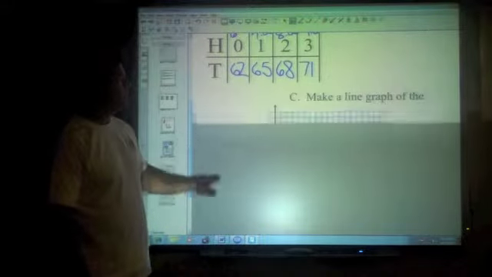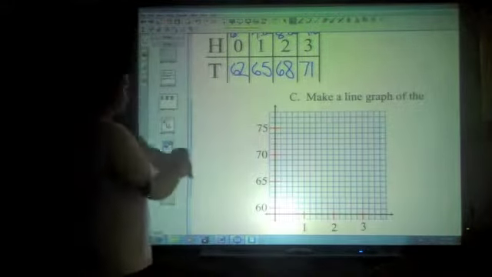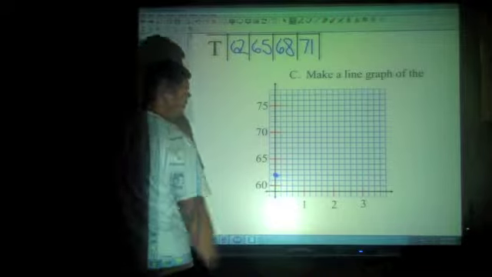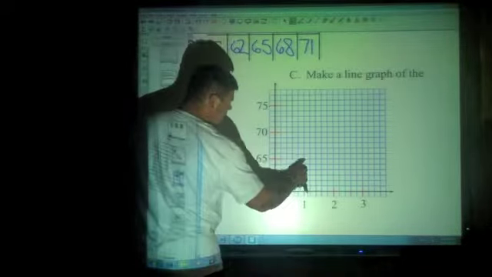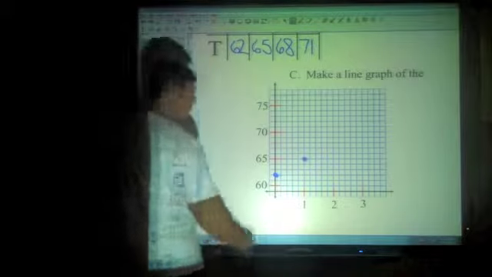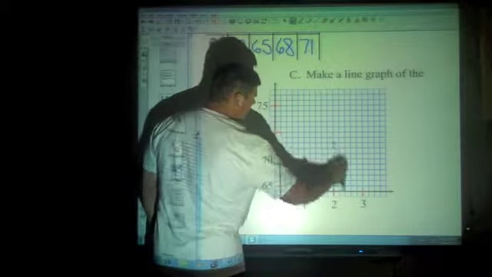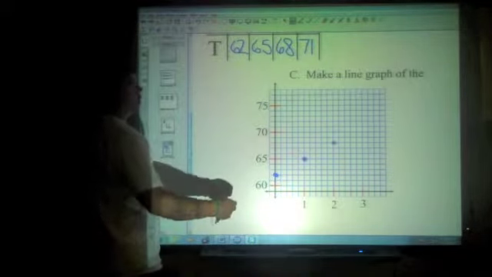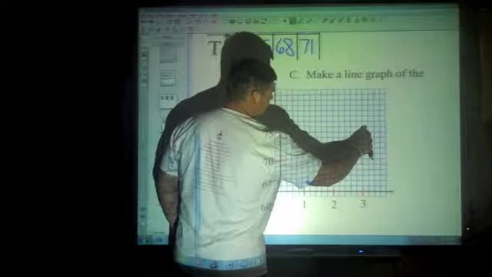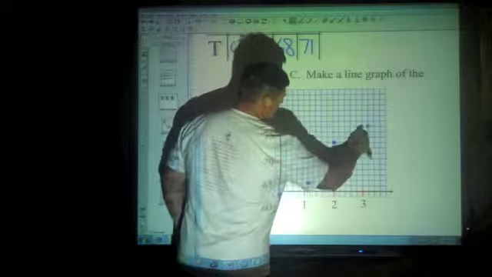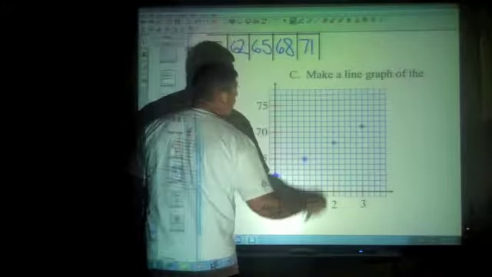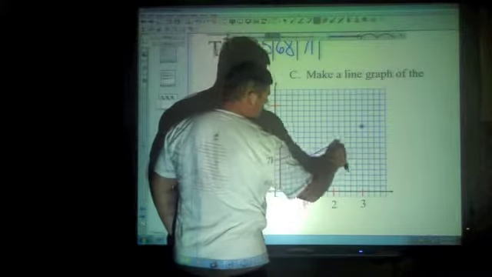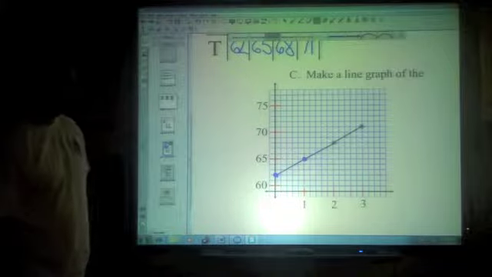All right, and lastly, make a line graph. Well, the hours across the bottom. At 0 hours, we are at 62 degrees. That's where this started. Then at 1, it's at 65. At 2, it's at 68. And at 3 hours, which again is 9 o'clock, it's 71. Right there. All you need to do then, if you want, is you can connect them with the line graph. And there we have it.